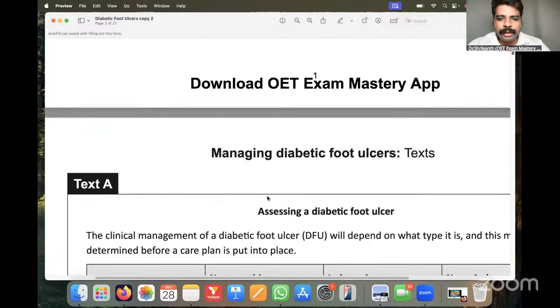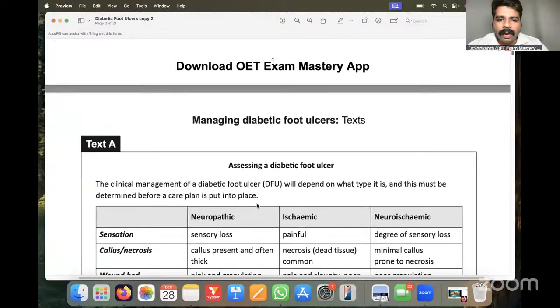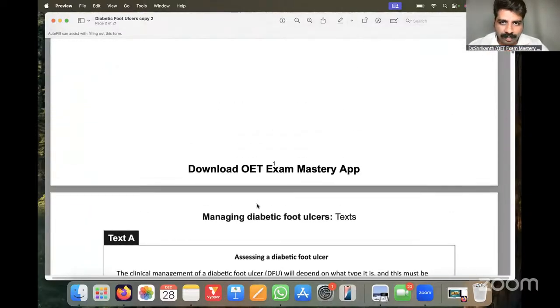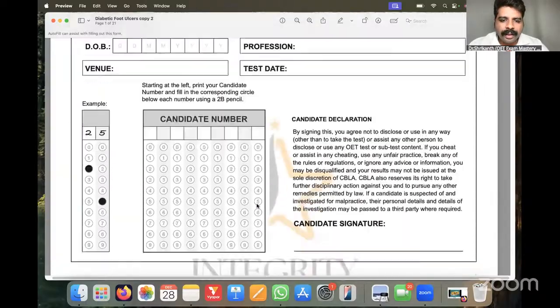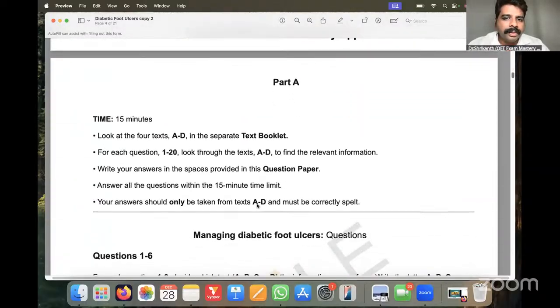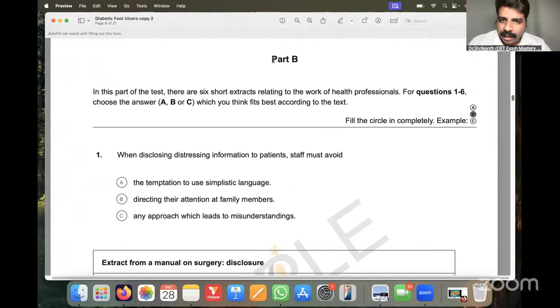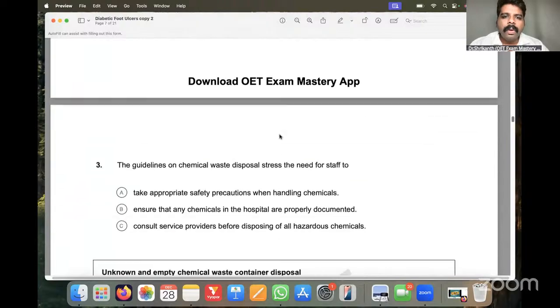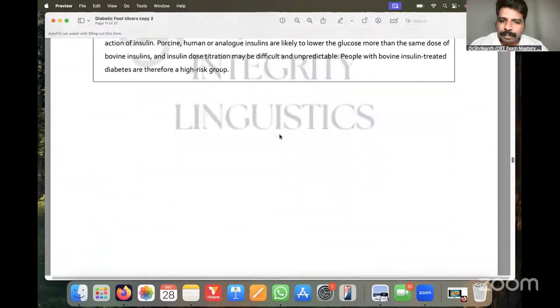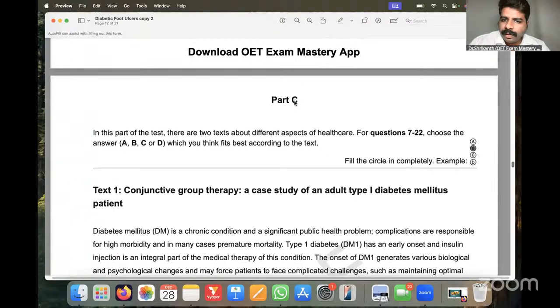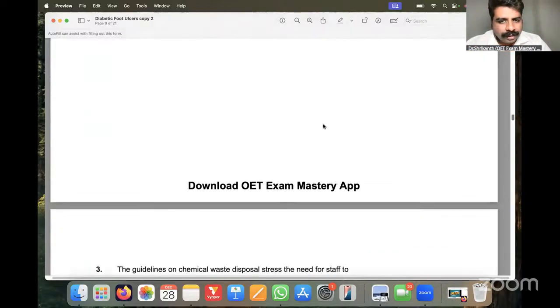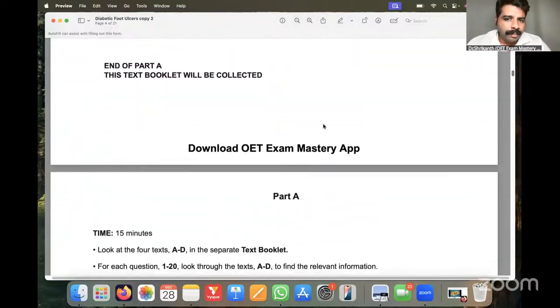As you see over here, this is an OET Reading Part A question paper. For those who are completely new to OET, there are three parts to the OET reading. This is OET Reading Part A, and similarly, we have OET Reading Part B, and we also have OET Reading Part C. So we have three different parts, and every part of the OET question paper has its own unique features and challenges. In today's session, we'll be focusing on OET Reading Part A.